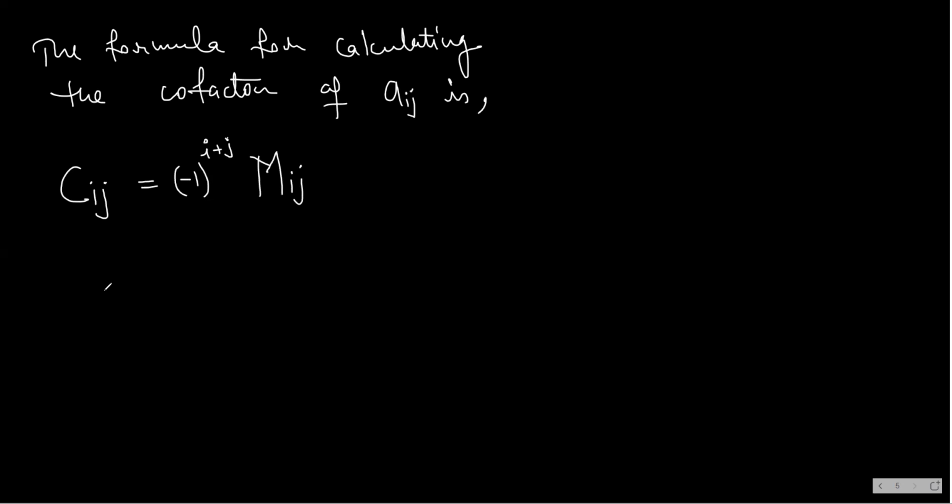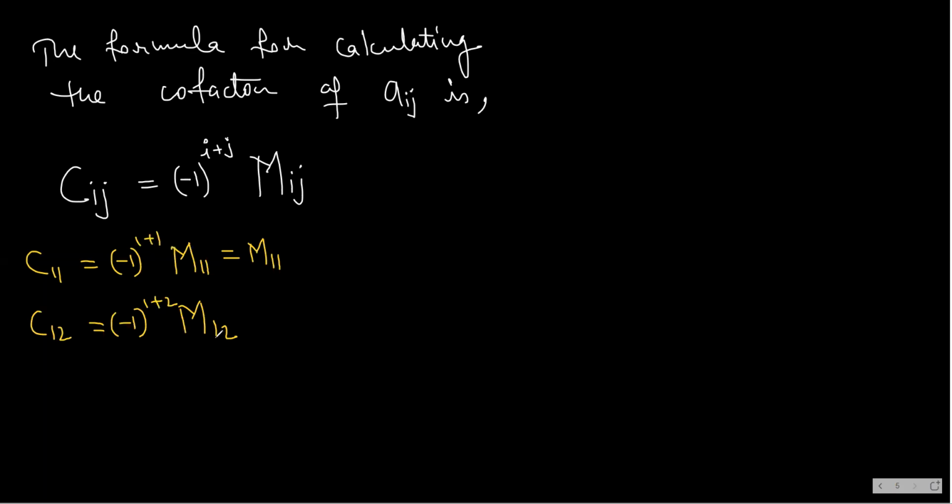Now I apply the formula. So see here, what will be C11? It will be minus 1 raised to 1 plus 1 into M11. What will be C12? It will be minus 1 raised to 1 plus 2 into M12. What is minus 1 raised to 1 plus 1, that is 2. So minus 1 raised to 2 is 1. So you get C11 equal to M11.